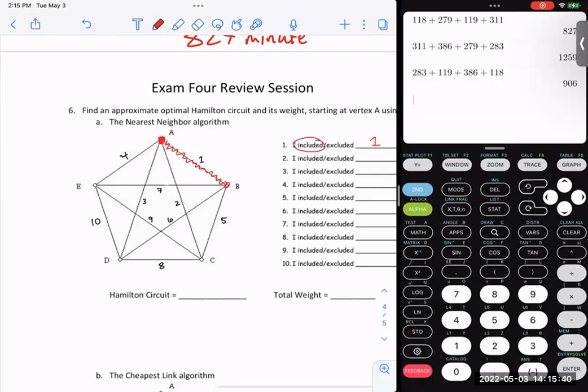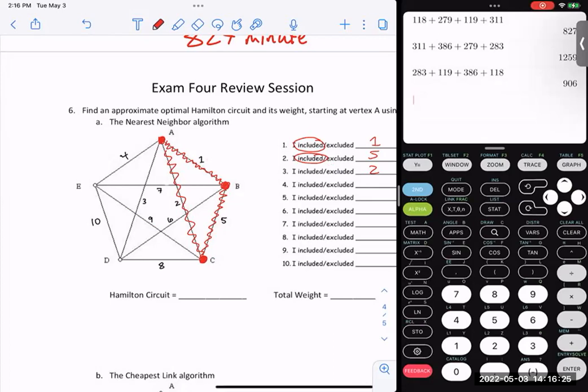So I can include 1, and then from B, my choices are 7, 6, or 5. So 5 will be next smallest. So I can include that one. Now I'm at C. And then from C, my choices are 2, 9, or 8. And so 2 would be the smallest there. But 2 runs into an issue. If I were to include 2, that makes a circuit before I've traveled to every single vertex. So I would not want to include 2.